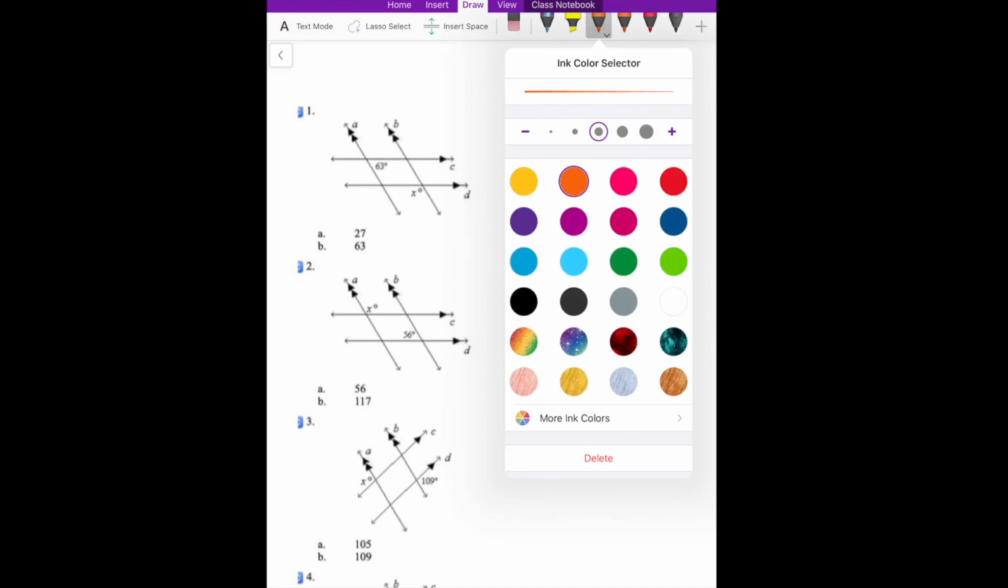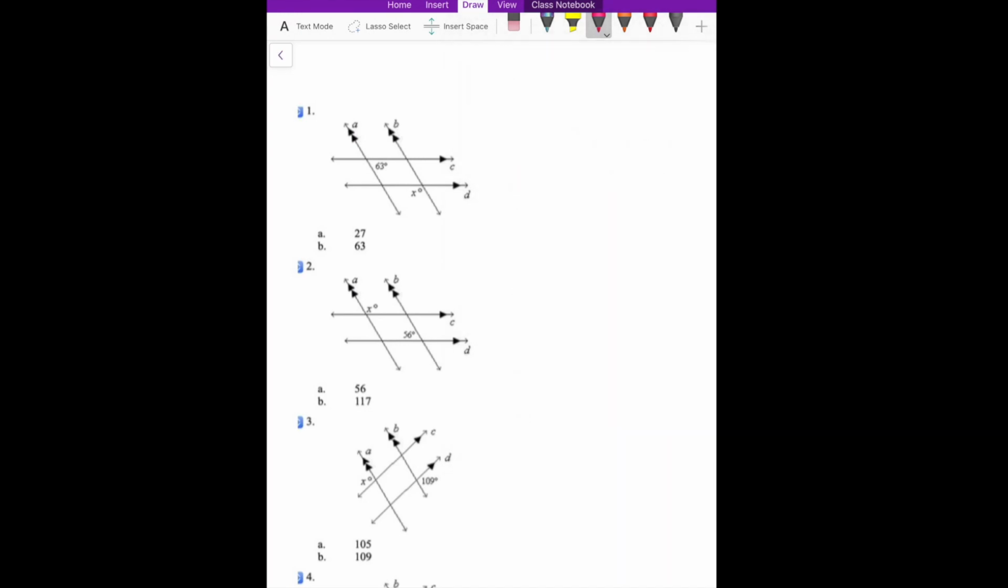Number 1, when I look at that, I have two sets of parallel lines. So let's name the parallel lines. Oh, they already named the parallel lines, so that makes it easier. So line C is parallel to line D and line A is parallel to line B.